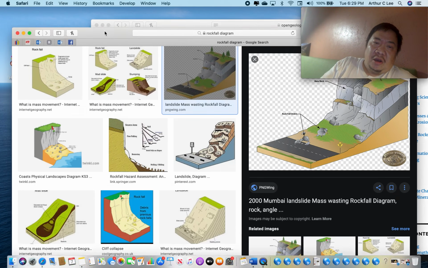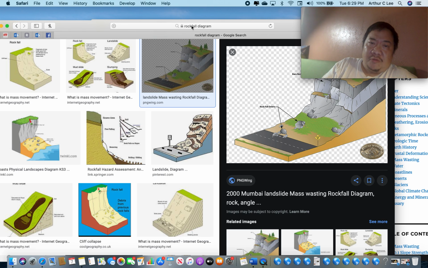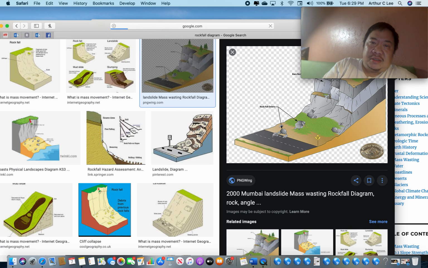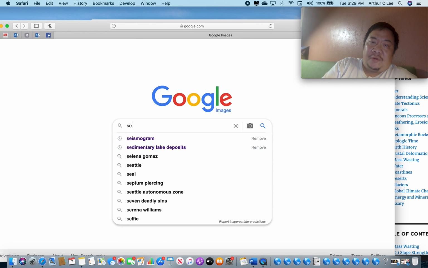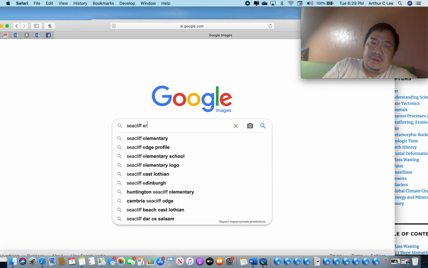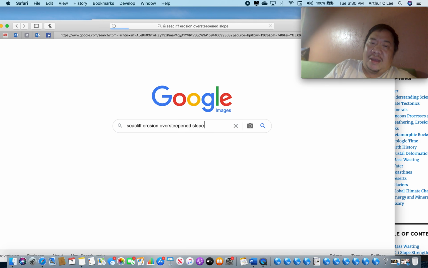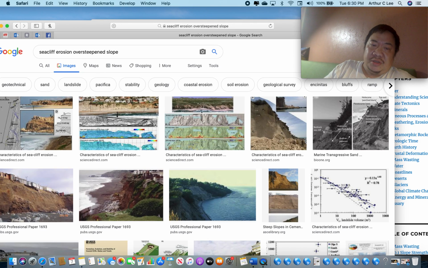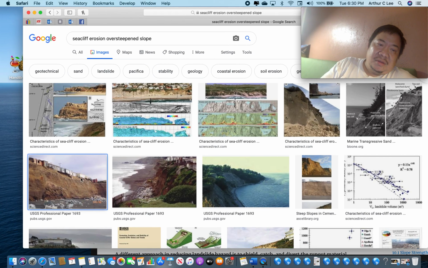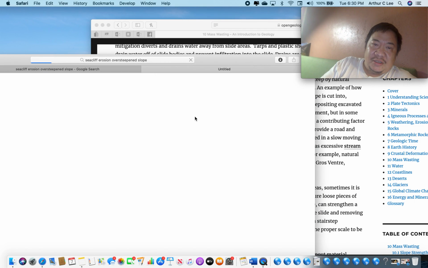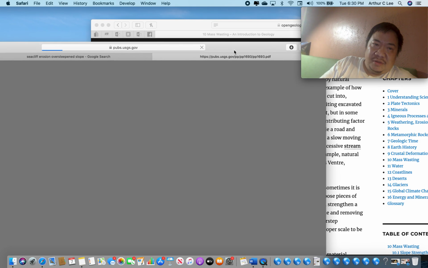Another thing that can cause slopes to be oversteepened, you might not be as aware of this, is sea cliff erosion. If you live near a coastline, let's say anywhere from Massachusetts to California, the ocean waves are going to crash into the sea cliffs.